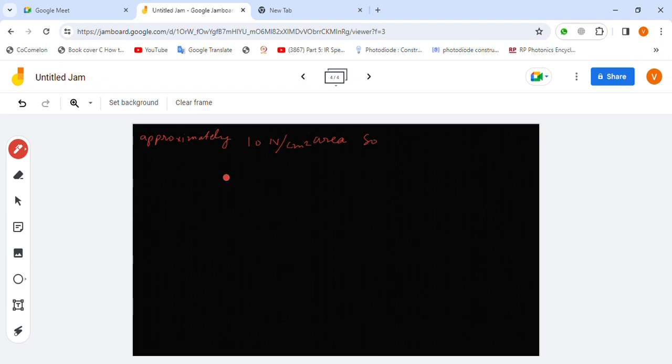So this is a tremendous amount of force for Gecko to withstand on the walls. In this way, Gecko balanced its weight by this van der Waal interaction. This is a van der Waal interaction force, 10 newton per centimeter square area.